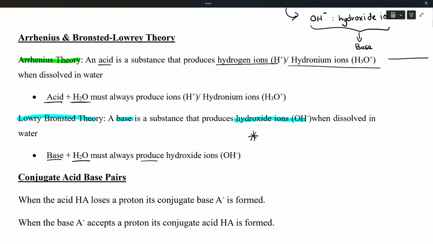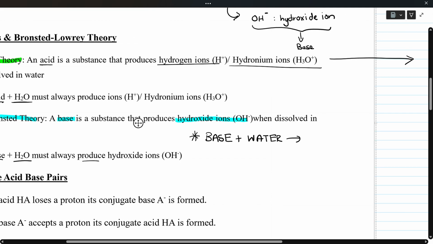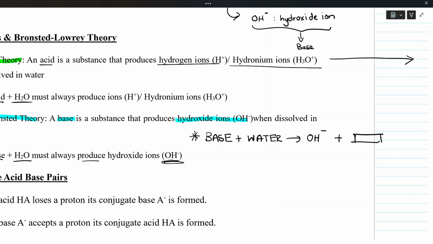So if you want to write down a general equation for your base, you're going to have base plus water, which is going to give us the result of, now here it always just has to be OH minus plus something else, and that something else is dependent on what we started off with. Okay, let's write down the acid one here. Here we said it's acid plus water, must always give us H plus or H3O plus some other substance.